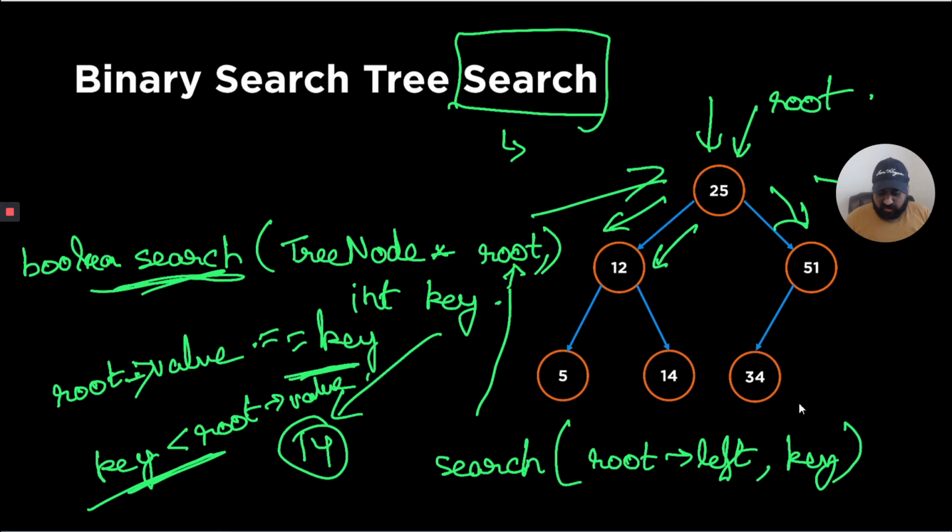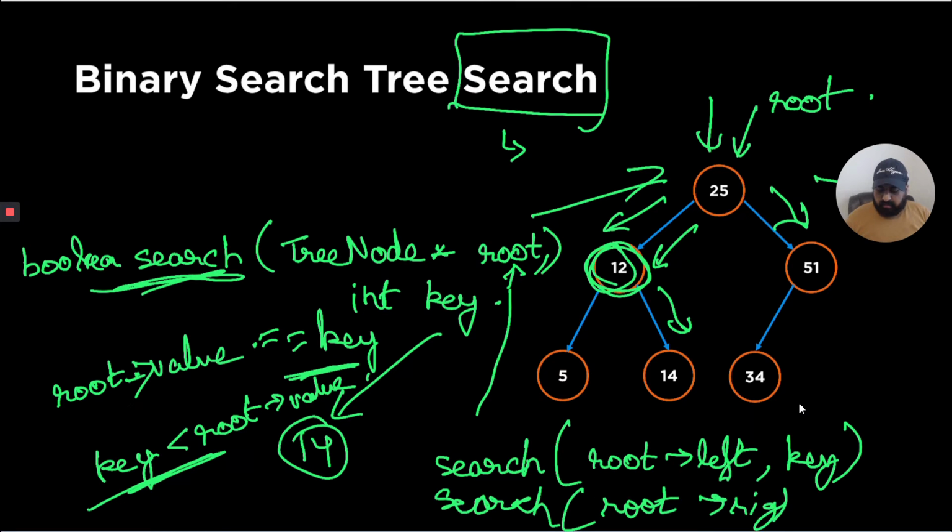Next we are going to compare 14 with this number 12. Now we know that 12 is lesser than 14, so the key should be on the right hand side. So we'll pass into this function search recursively root's right along with the key that we are looking for. And this process repeats till we have reached the leaf node.